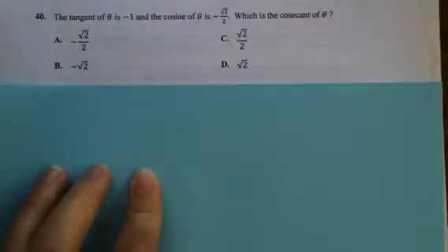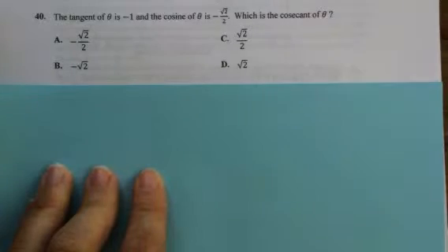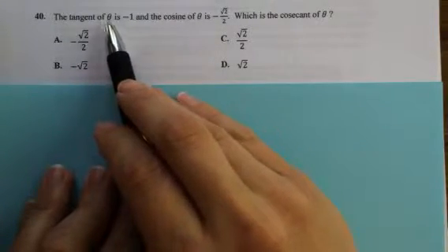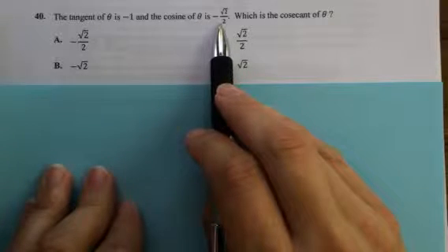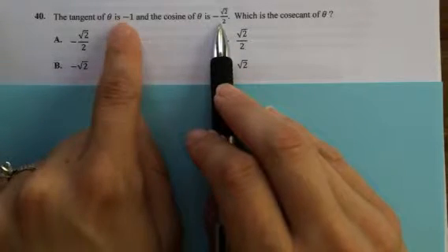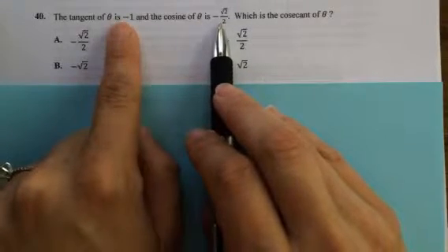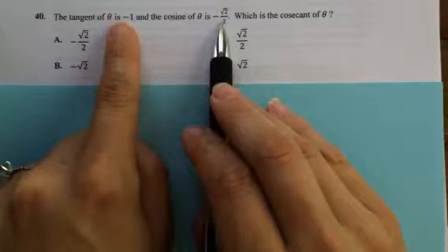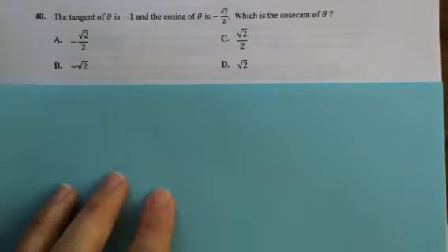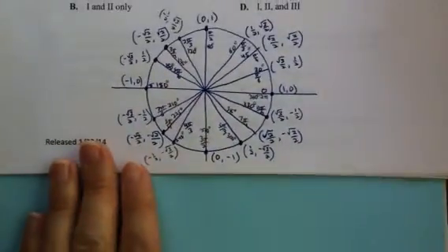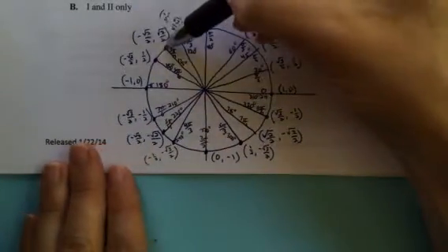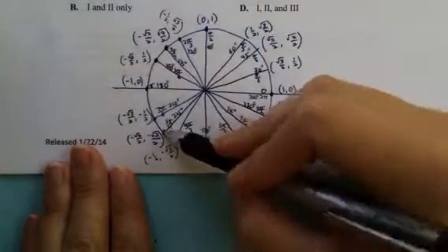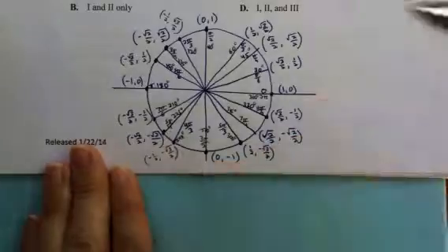So once you have that, we can start answering these. The tangent of something is -1. We don't know what the something is yet. And the cosine of that same thing is negative root 2 over 2. You can start in either spot. I think this one's a little easier to start at. Cosine is x, so we're going to look for when the x's are negative root 2 over 2. And that happens in two places. Here at 3 pi over 4 or 135, and here at 5 pi over 4 or 225.